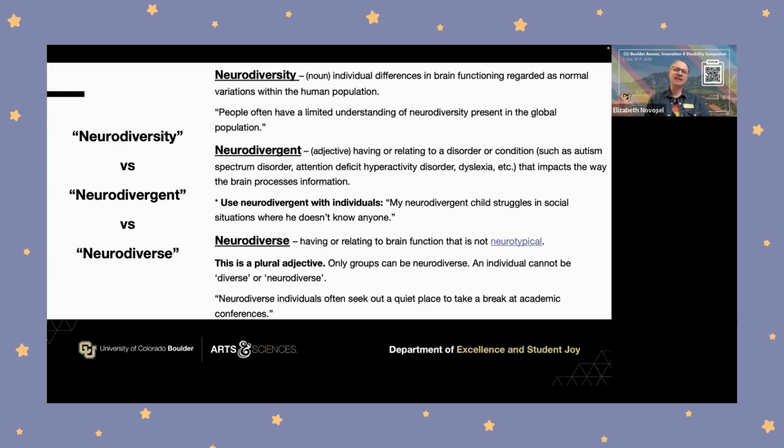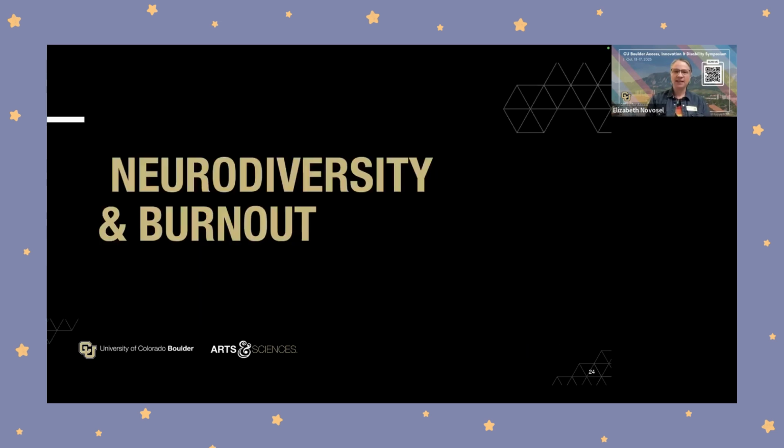So I'm not going to spend a lot of time on this, but neurodiversity versus neurodivergent versus neurodiverse. People use them interchangeably a lot, but neurodiversity is the noun, these individual brain differences. Neurodivergent is the adjective to use about a person. Like I identify as a neurodivergent person, but people individually are not neurodiverse. Maybe this is one of my own pet peeves, but a group can be neurodiverse, but an individual is not diverse, right? So anyway, just throwing that out there.